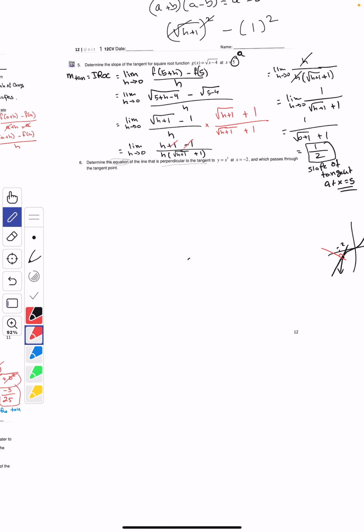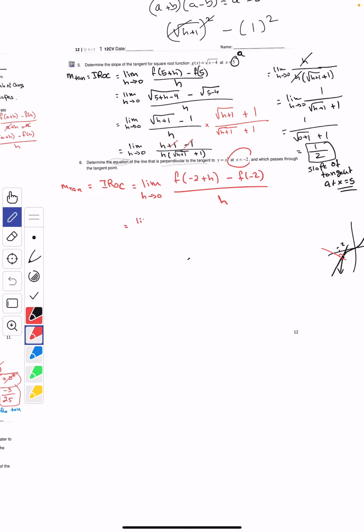So, I have y equals x to the power of 5, where x is equal to -2. I'm looking at the slope of the tangent, or the IROC, where I have the limit as h approaches 0 of f at a plus h, so f at -2 plus h, minus f at -2, all over h. All right, so let's find the f at -2.